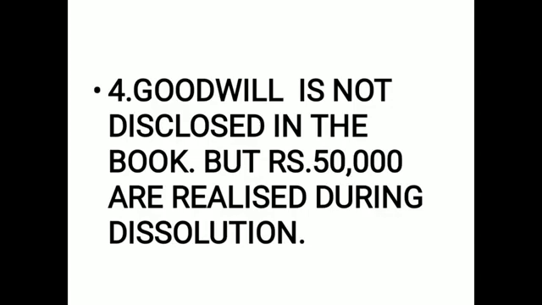It says goodwill is not disclosed in the book, but rupees 50,000 are realized during dissolution. Okay. Goodwill is an intangible asset. It is not disclosed in the balance sheet. It is not disclosed in the book. So what is this? This is an unrecorded asset. And they say 50,000 are realized during dissolution. So this is the journal entry about when an amount is realized for an unrecorded asset.